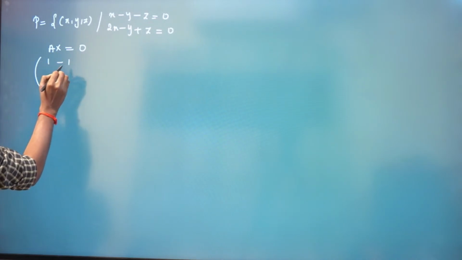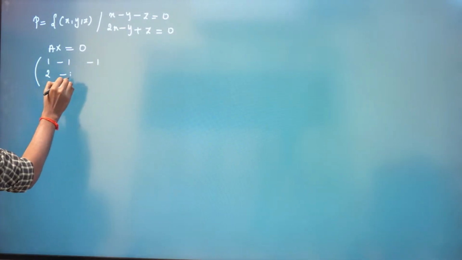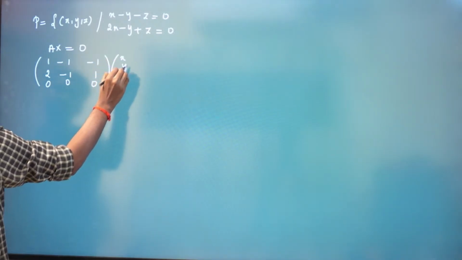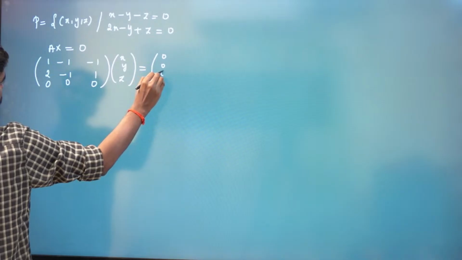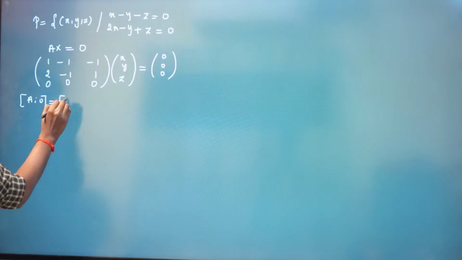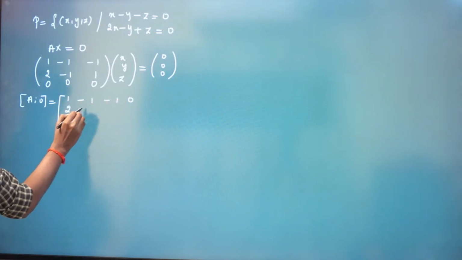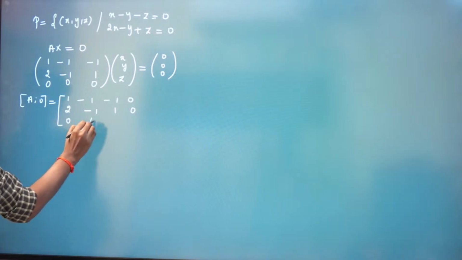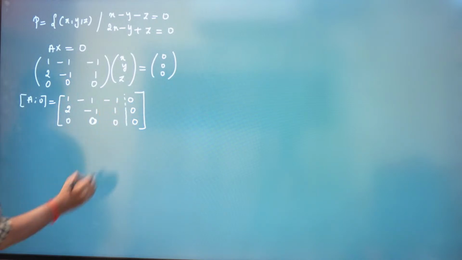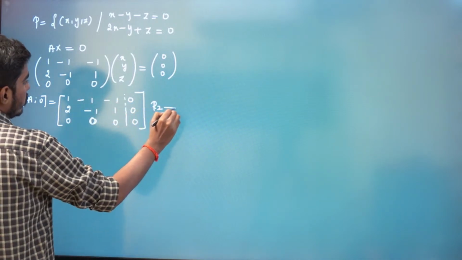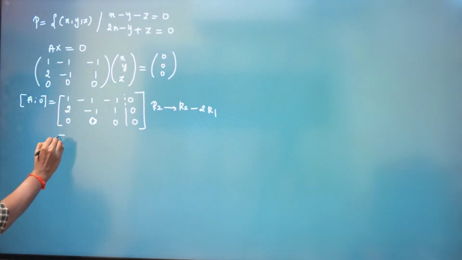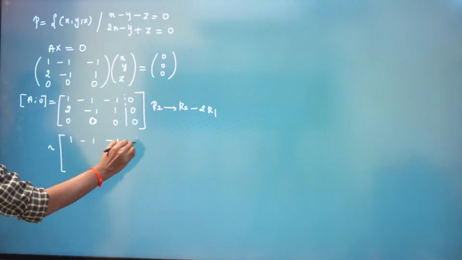So A is [1 minus 1 minus 1; 2 minus 1 1; 0 0 0], and then we have x, y, z equal to 0, 0, 0. So we'll form the augmented matrix A comma O: 1 minus 1 minus 1 0; 2 minus 1 1 0; 0 0 0 0. We'll make a reduced row echelon form. So R2 is transformed to R2 minus 2 times R1. So this is equivalent to 1 minus 1 minus 1 0.